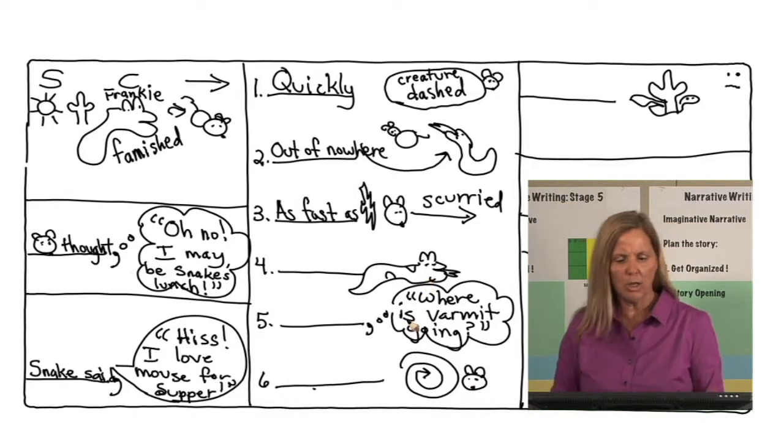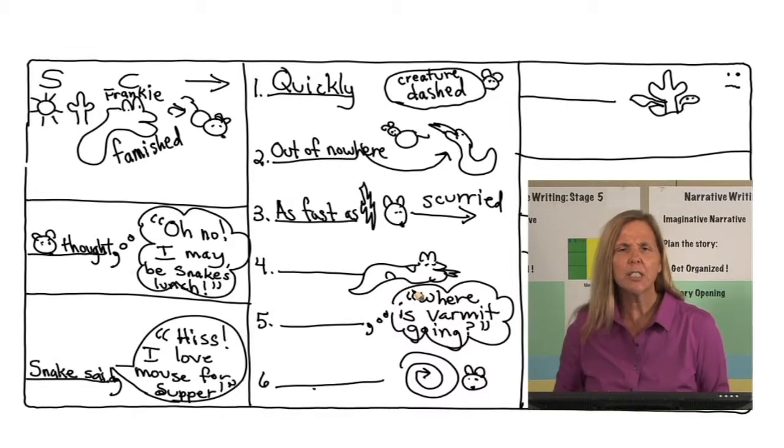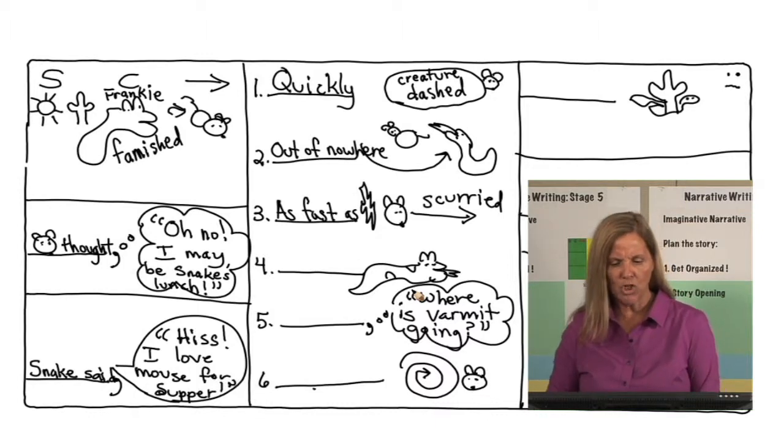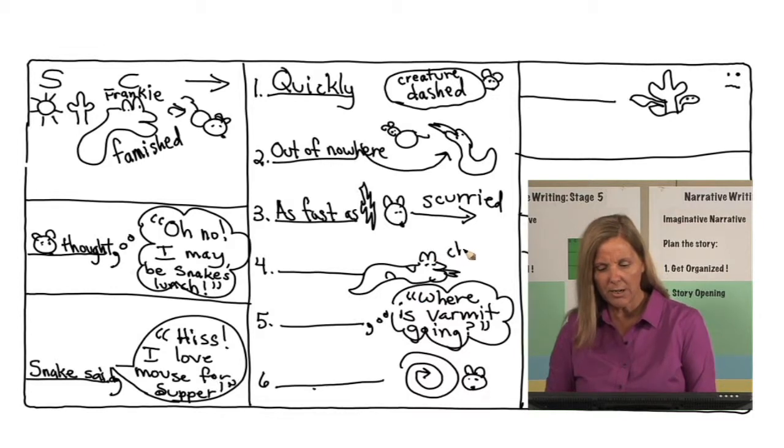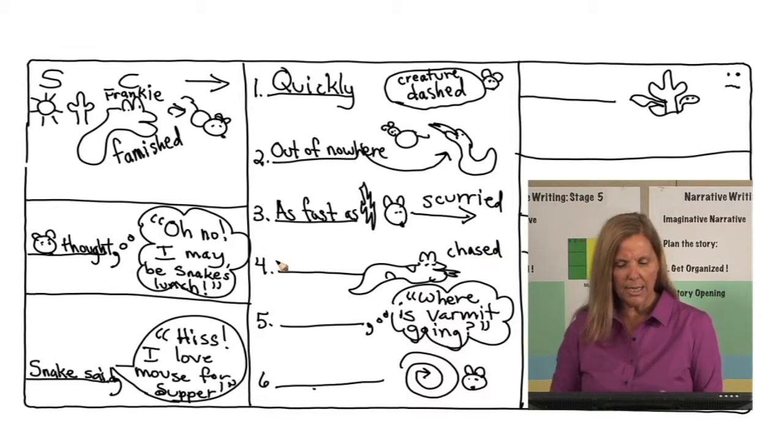Snake. Maybe we could call him Frankie again. Frankie, what did Frankie do? Frankie slithered, chased after the mouse, or chased after his meal. Ooh, I think I'll put chased here. How are we going to start this sentence? So we have Frankie chased after his meal.